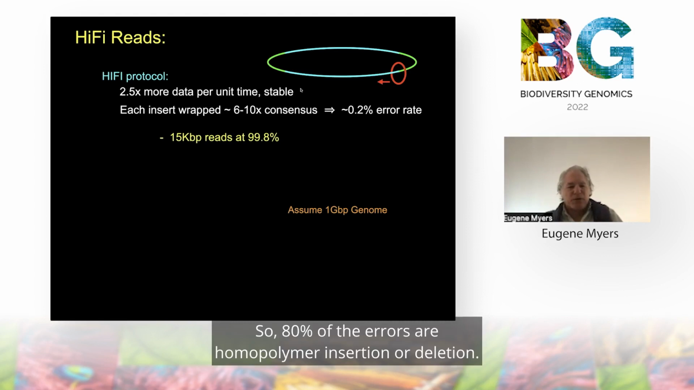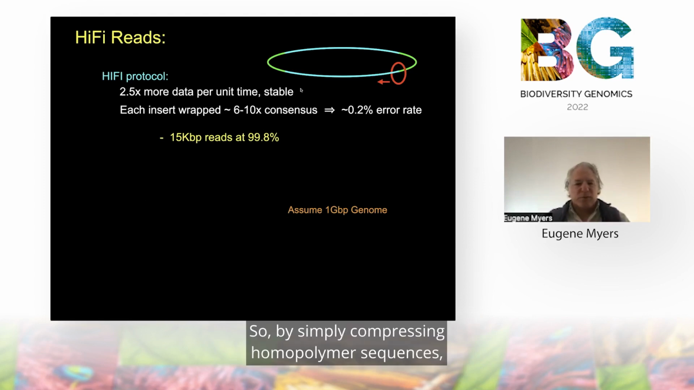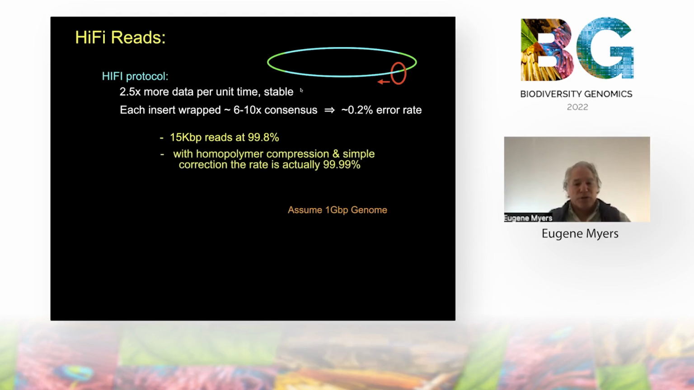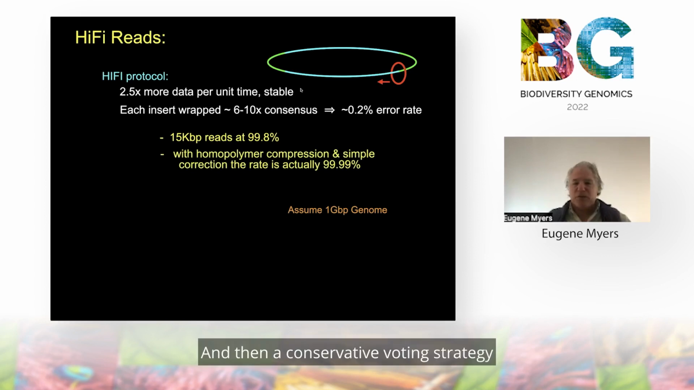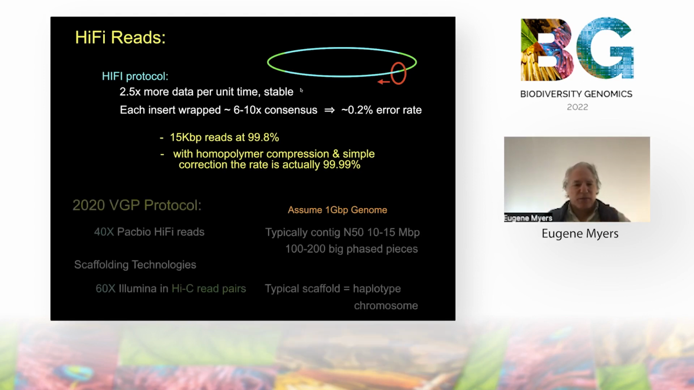So 80% of the errors are homopolymer insertion or deletion. So by simply compressing homopolymer sequences, the error rate is reduced to 0.04%. And then a conservative voting strategy for correcting obvious errors reduces that further, typically to about 0.01%. So in effect, one is working with near perfect reads.